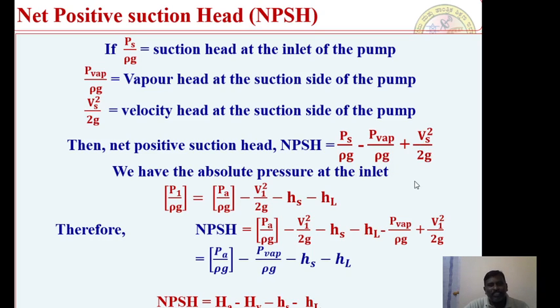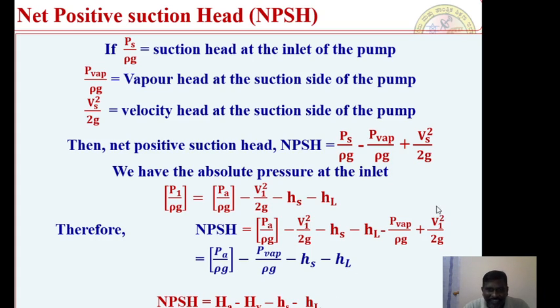So we have the absolute pressure at the inlet. P1 by rho g is equal to Pa by rho g minus V1 square by 2g minus Hs minus HL, considering the maximum suction lift. Therefore, NPSH, if you substitute these values, is Pa by rho g minus V1 square by 2g minus Hs minus HL minus Pv by rho g plus V1 square by 2g. So that is equal to Pa by rho g minus Pv by rho g minus Hs minus HL, right?